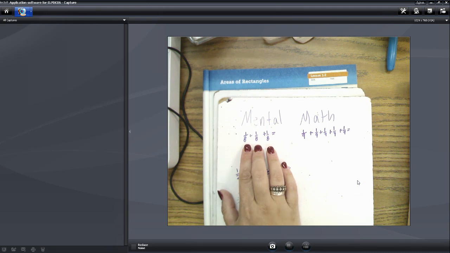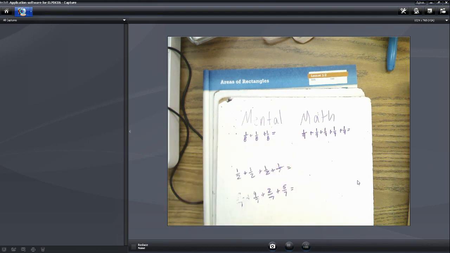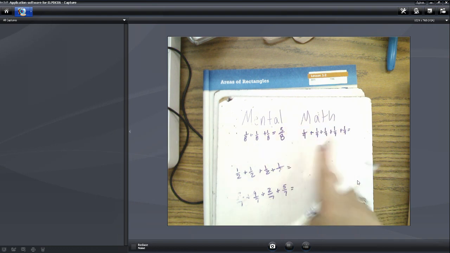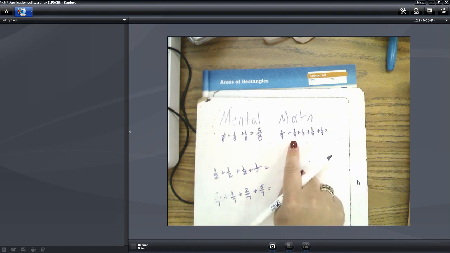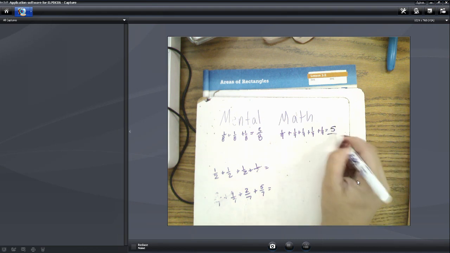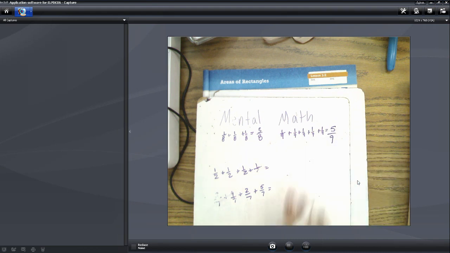If I want to add the fraction 1/8 plus 1/8 plus 1/8, you never add denominators. That means that 1 plus 1 plus 1 is 3, and my denominator stays the same, so your answer should have been 3/8. Let's see if you can do this one. 1/9 plus 1/9 plus 1/9 plus 1/9 plus 1/9. 5/9 should have been your answer.